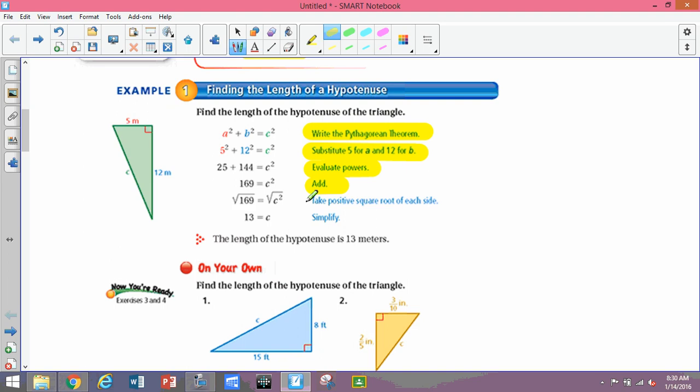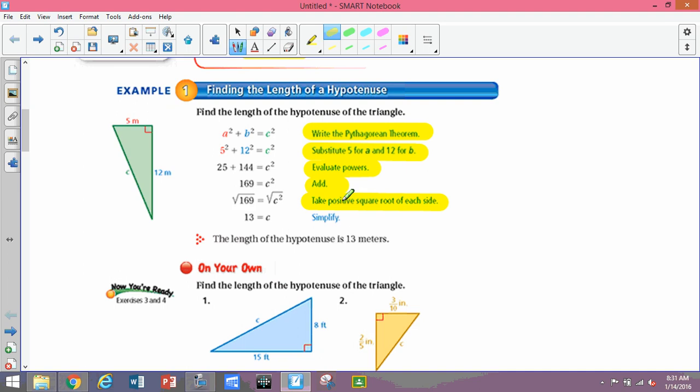We talked about how square roots are the undoing of squaring. Well, that's what you need to do. We have C squared. I don't want to know what C squared equals. I want to know what C equals. So you have to take the square root of C squared to get C. And because you did it to one side of your equation, you have to do it to the other side. So you have to take the square root of 169 as well. So you take the square root of each side, and it says positive here.